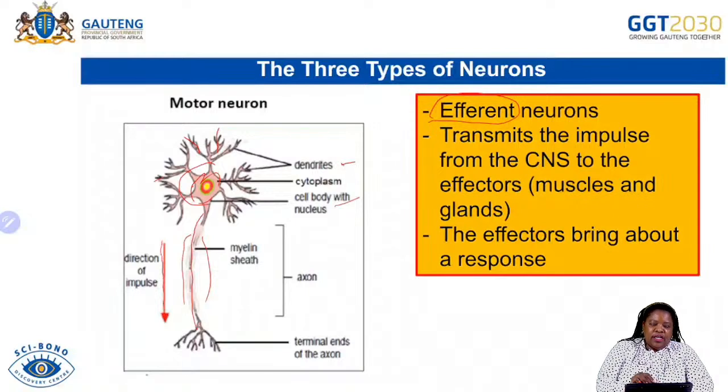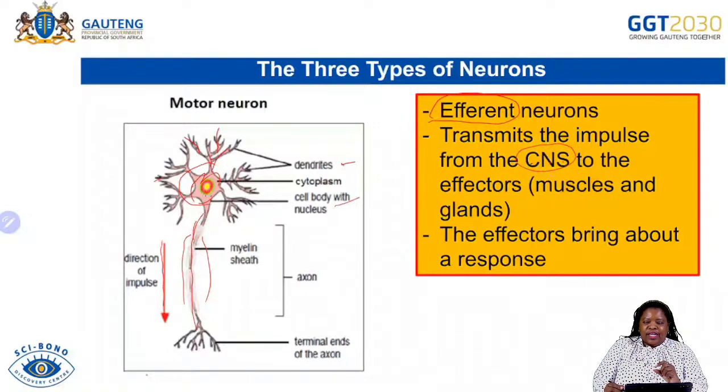So dendrites will sense that stimulus, which will be converted into an impulse, and the impulse will be carried from the dendrites to the cell body, from the cell body to the axon. So the axon carries the impulse away from the cell body. Okay? Now, this is the motor neuron. What is the function of the motor neuron? It transmits impulses to the central nervous system. So this is the abbreviation for the central nervous system.